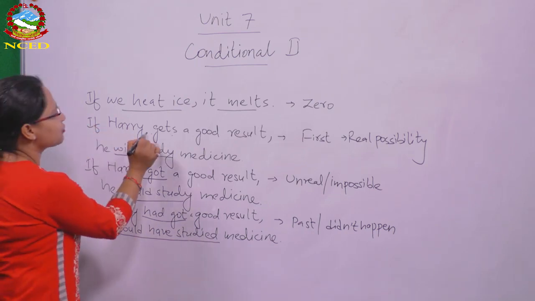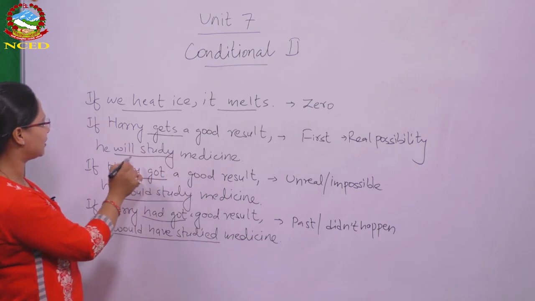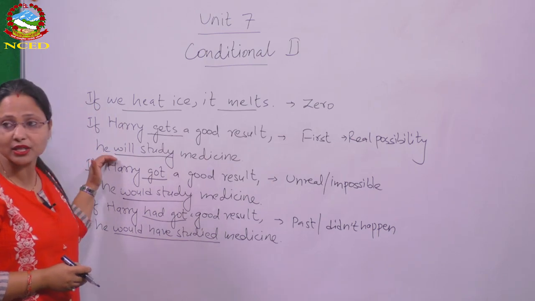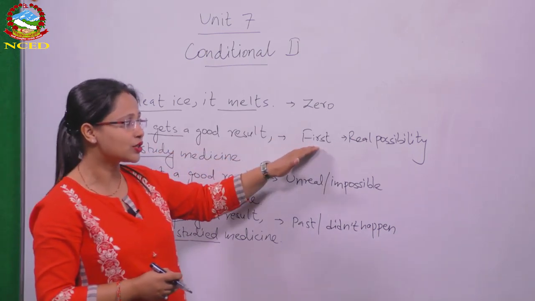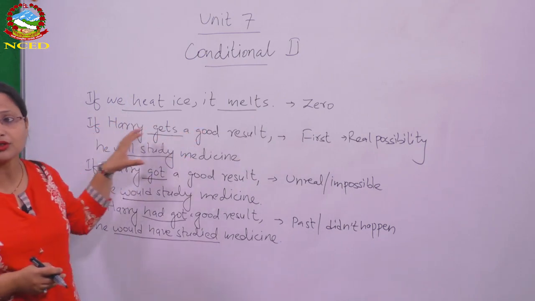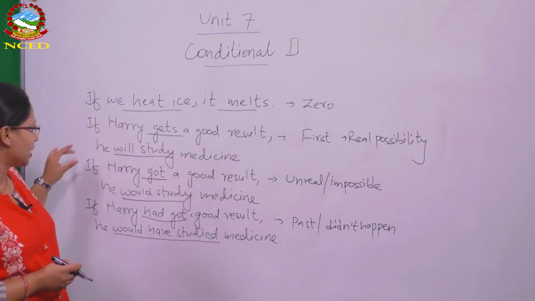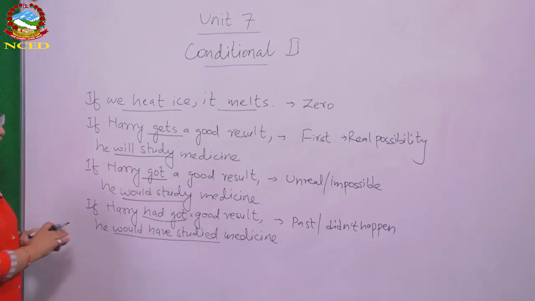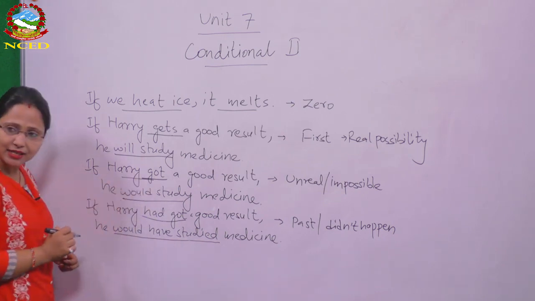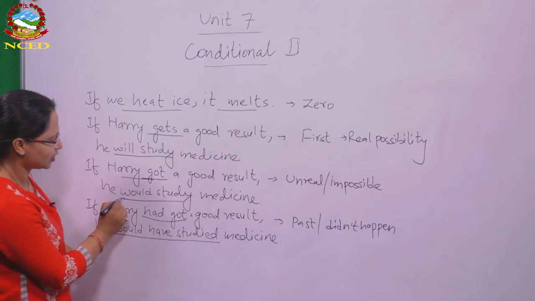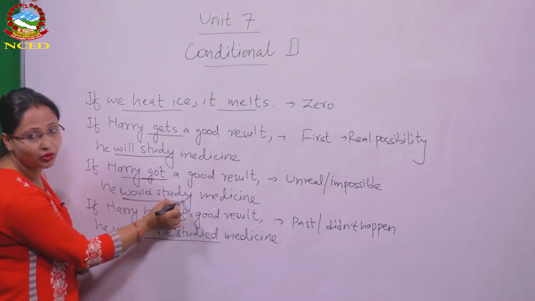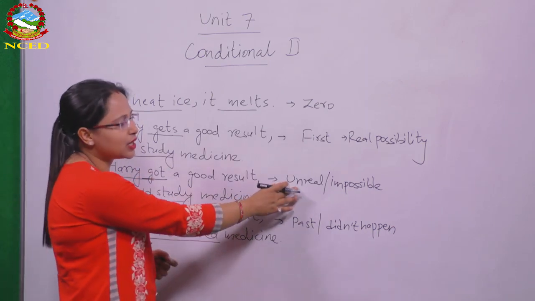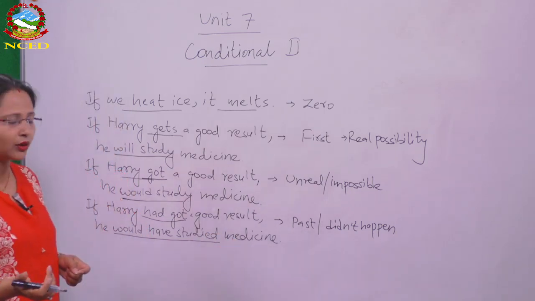If the if clause is in present simple tense and the main clause is in simple future tense, we had already discussed in detail about these in our previous class. This is called a first conditional, and it talks about possibility or real possibility. And the second type of conditional is, the if clause is in simple past tense and the main clause consists of would plus V1, the first form of the verb. And this type of sentence talks about something unreal, something impossible, or something hypothetical, okay?